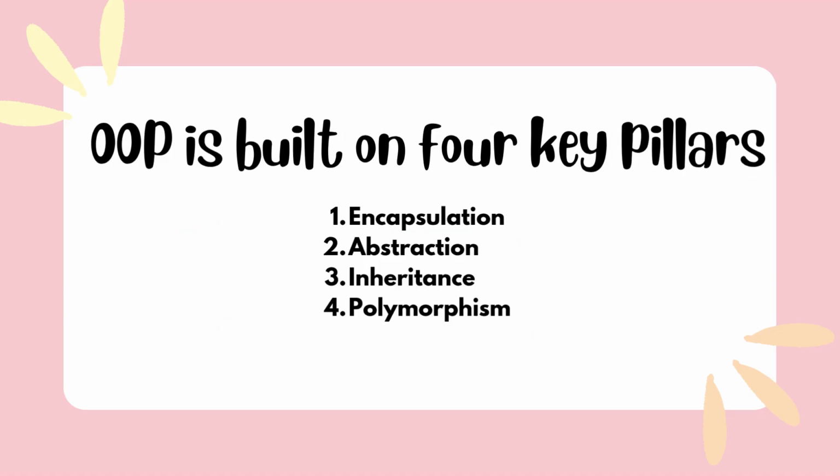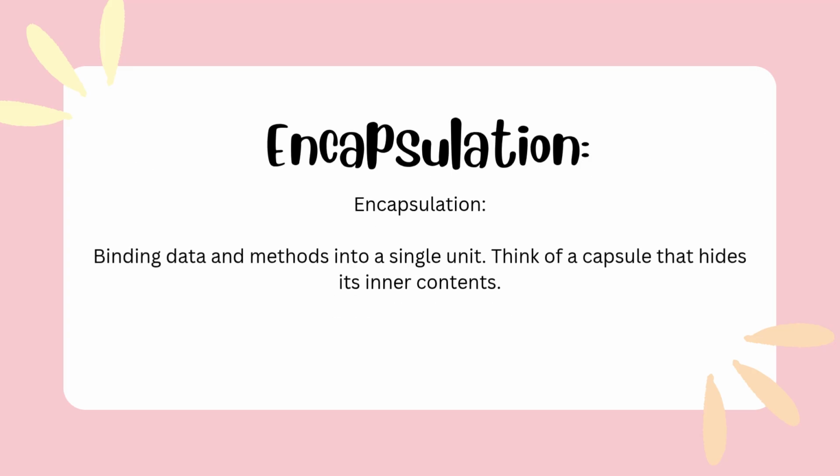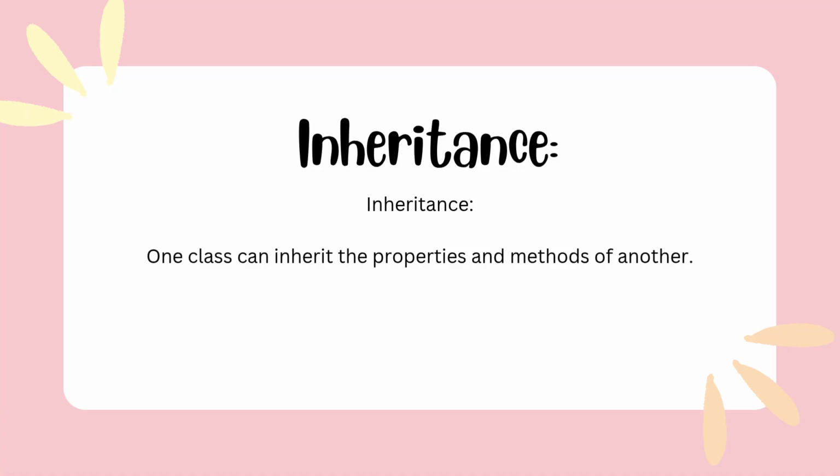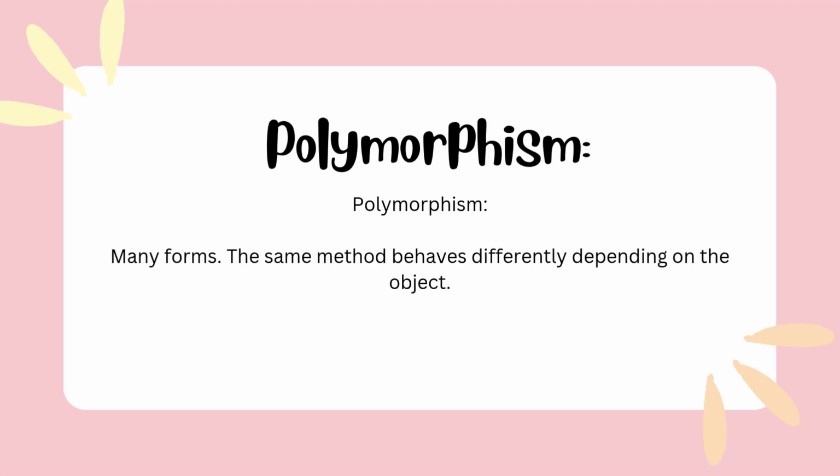Object-oriented programming has 4 pillars: encapsulation, binding data and methods into a single unit. Think of a capsule that hides its inner content. Then abstraction, showing the essential features and hiding complex designs. Then comes inheritance. One class can inherit the properties and methods of another. Then comes polymorphism, many forms. The same method behaves differently depending on the object.